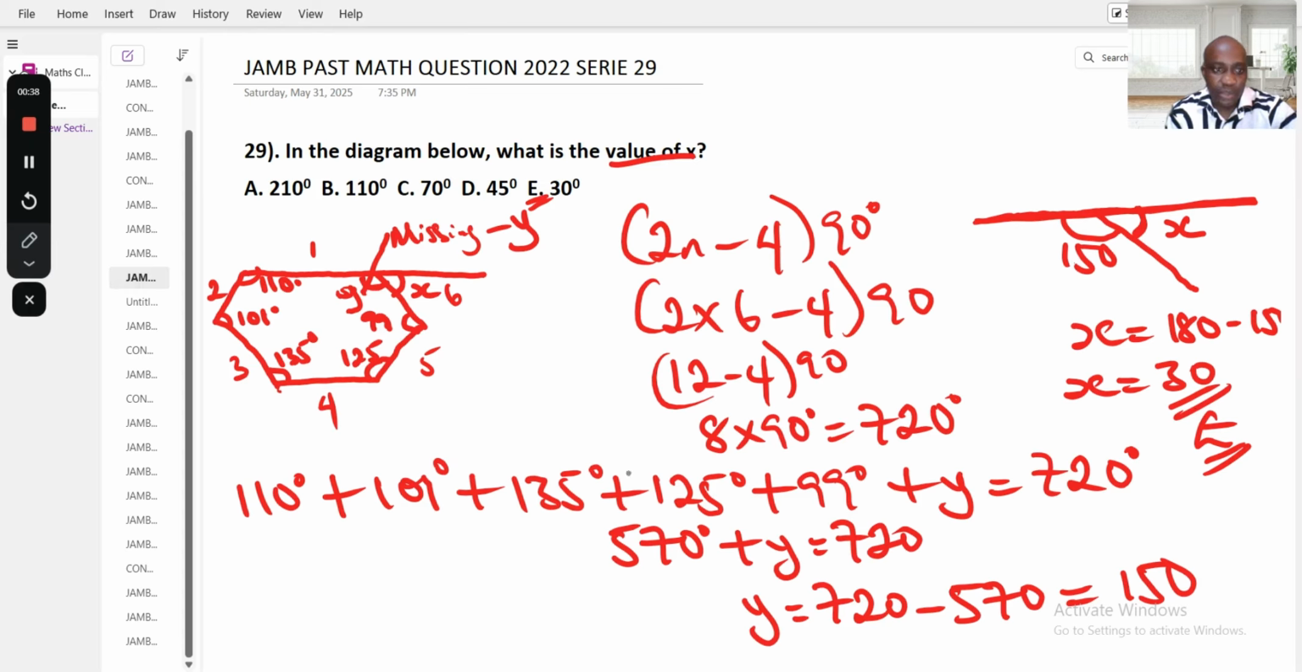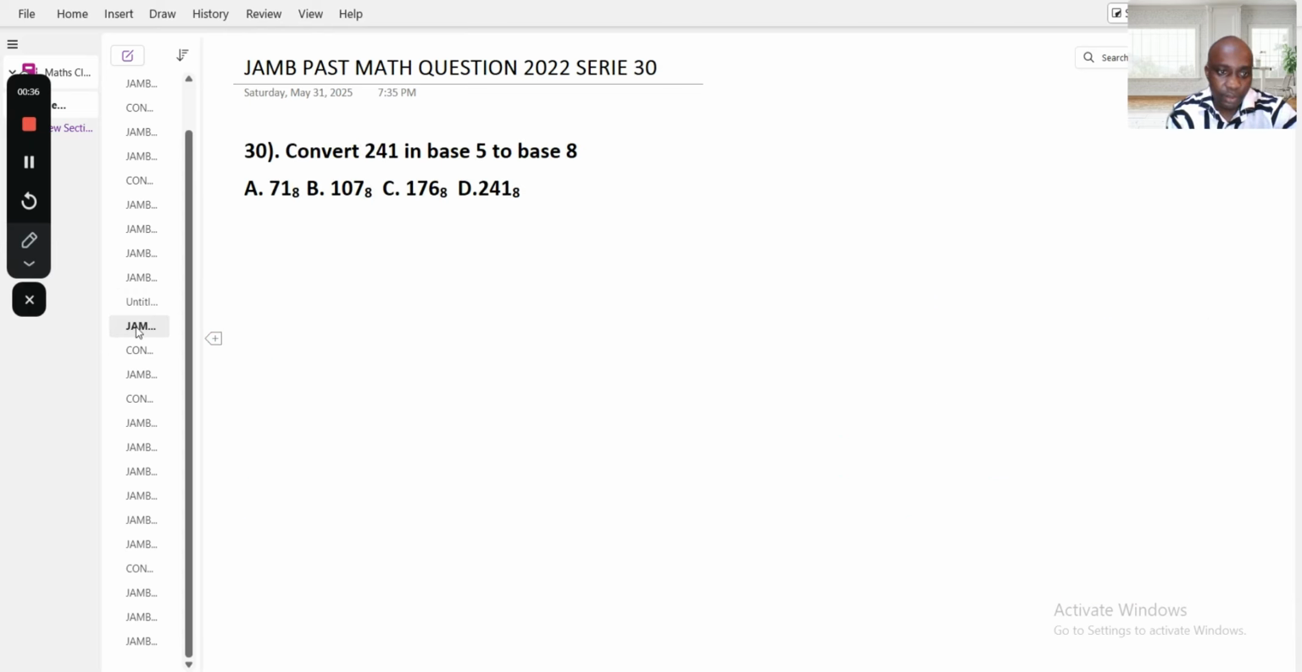Let's move to the next question. Convert 241 in base 5 to base 8. Now, the first thing you need to do is convert it to base 10. Then from base 10, you convert it to base 8. Then we get our final answer. What is the number?